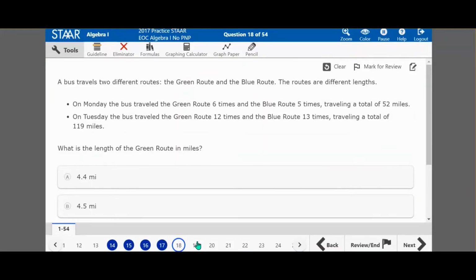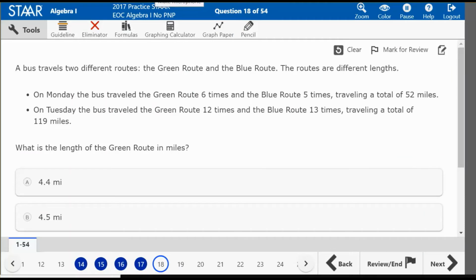Number 18. This seems easy, but I'll skip it for now because it's probably going to take a lot of time doing all the work. I'll make a separate video for it, okay?